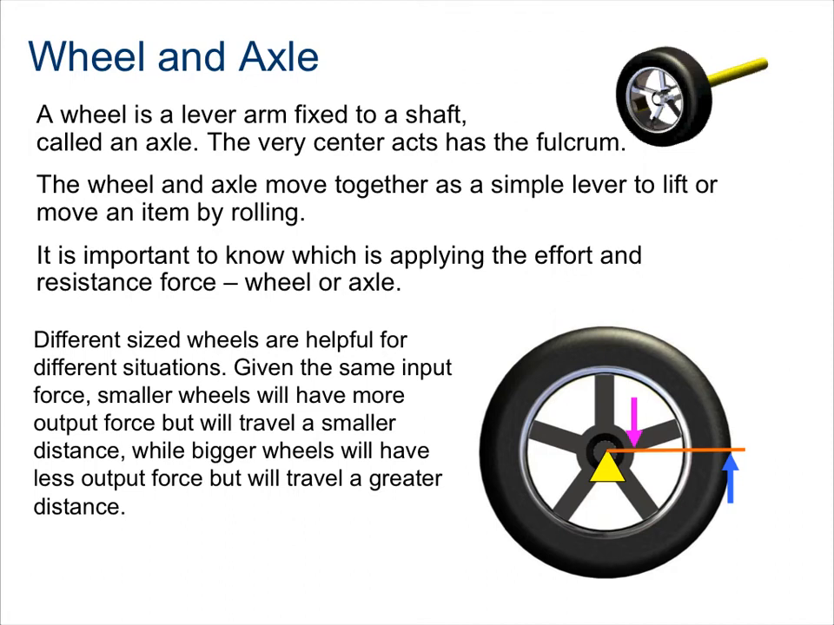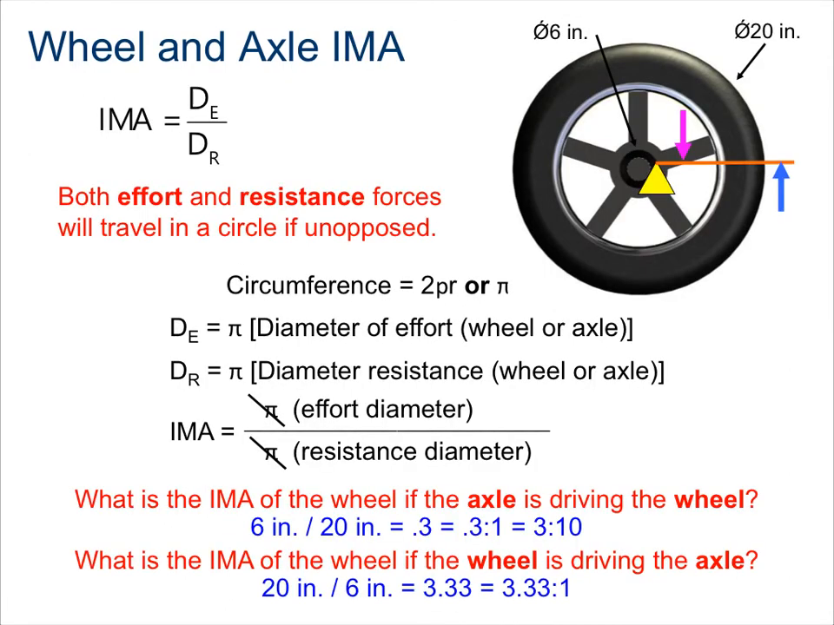Given the same input force, smaller wheels will have more output force, but will travel a smaller distance, while bigger wheels will have less output force, but will travel a greater distance. As you can see on this slide, to calculate the IMA of a wheel and axle, again, we'll be using the formula dE over dr.